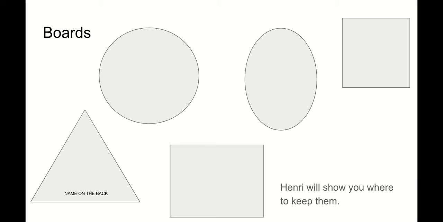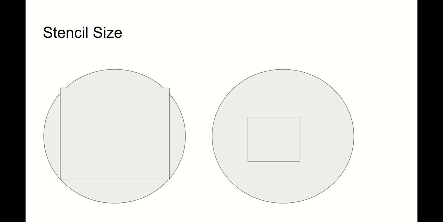Make sure that you have your name on the back of your board, not on the front of it, because obviously you're going to cover it over. And then Henry will show you where to keep them. If they're wet, they go on the drying rack or stay outside to dry so that we don't stink up the classroom. So if it's got spray paint on, they'll show you where to store them outside.